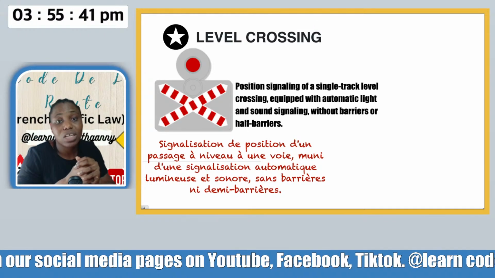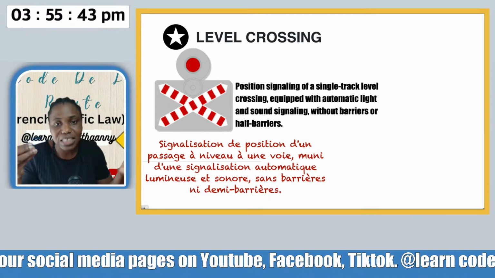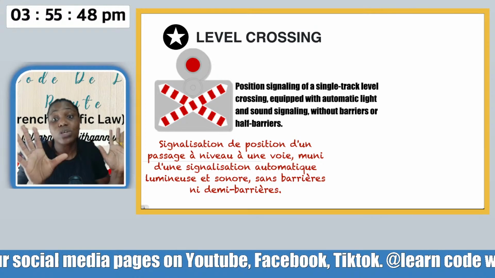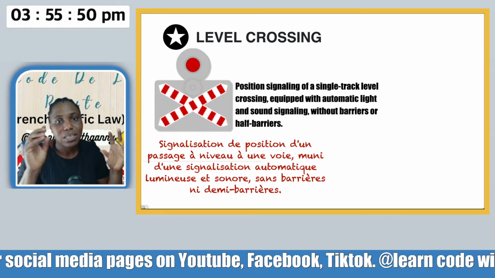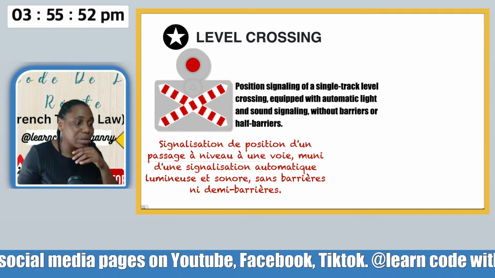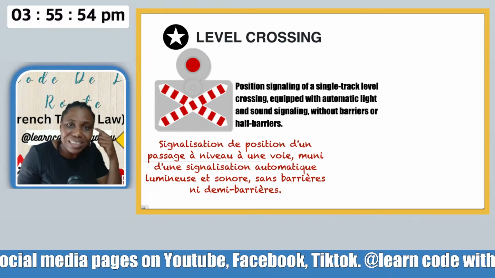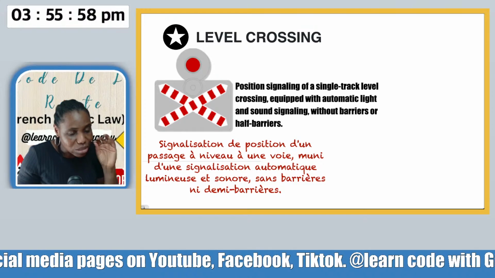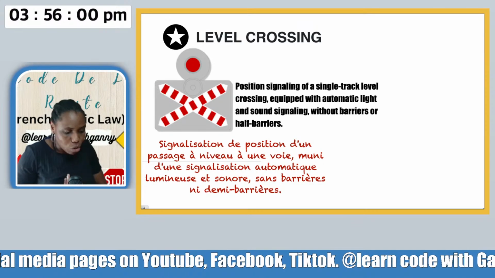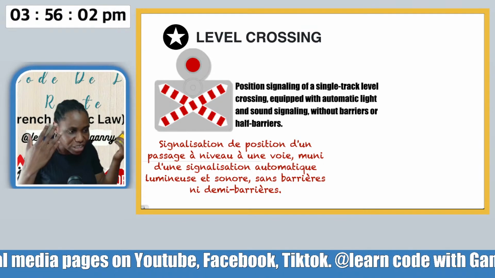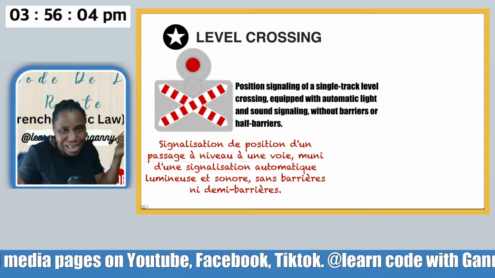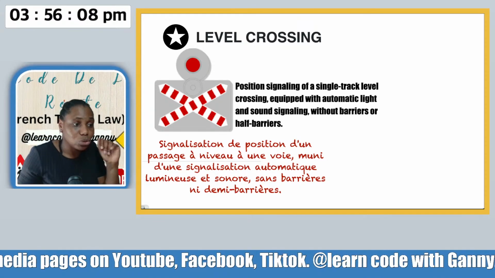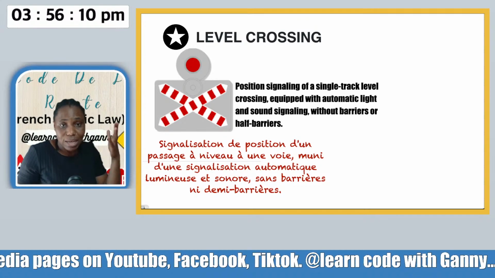And this one is talking about the positioning and signaling of a single track level crossing equipped with automatic light. You see, this one is automatic light, with light and sound. It has sound as well, but there is no barrier. So in case a train is coming, you will be able to hear it and act prudently. So that will now bring us to the end of today's session.